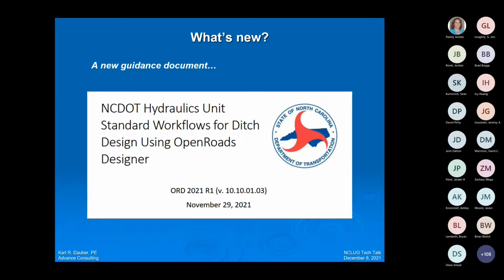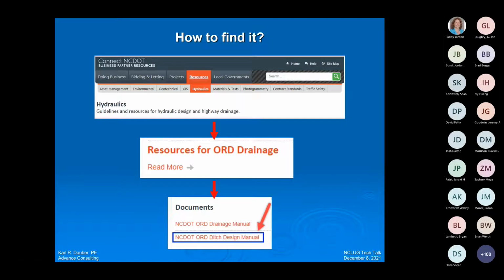All right, today's topic is a new guidance document provided by NCDOT Hydraulics, which has been posted to their website. The document provides standard workflows for using ORD for ditch design. Note that the document was recently revised for version 10.10, so it is up to date with the DOT's latest workspace. The document is available on the hydraulics webpage. Browse to the resources for ORD drainage, and then select the ORD ditch design manual.